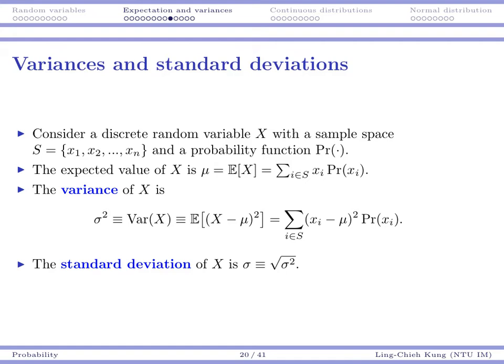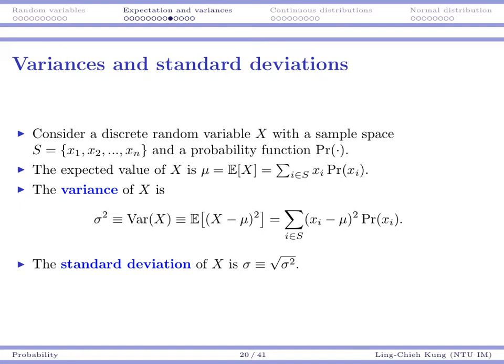Okay, so now let's talk about variance and standard deviations. Suppose that I have a discrete random variable capital X, again with sample space x1 to xn and the probability function P. We know that the expected value of X is the weighted average of all values with respect to their probabilities. Then we can define variance.